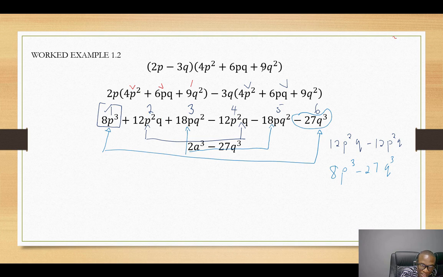Remember, the second term and the fourth term gave us 0. This guy and this guy, they are no more. This guy and this guy, they are no more. We are left with 8p cube minus 27q cube. Okay, we are humans. Humans make mistakes, but hopefully you get the idea here.